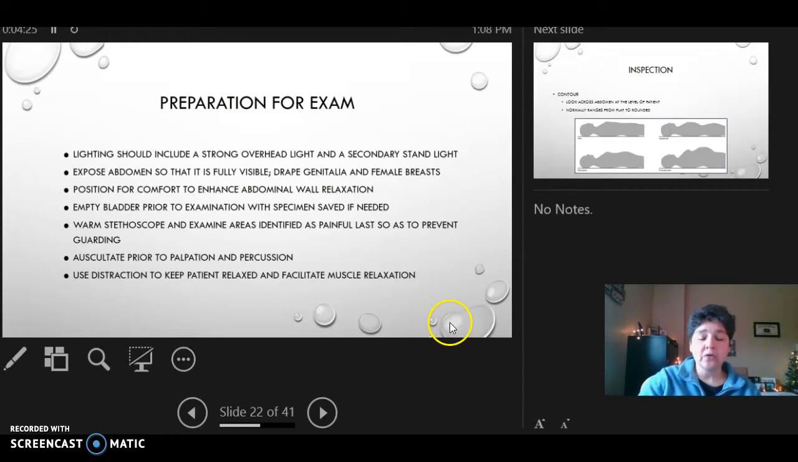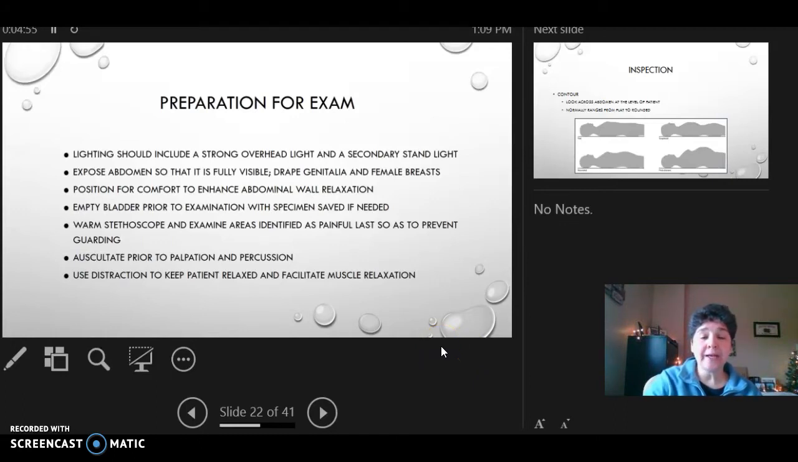Make sure that you are able to see the entire abdomen, drape the patient appropriately, and make sure they're positioned for comfort. It's often nice if you can put not only a pillow under their head, but a pillow under their knees as well, so that they can be fully relaxed. Always have them empty their bladder before you start pressing around on their abdomen.